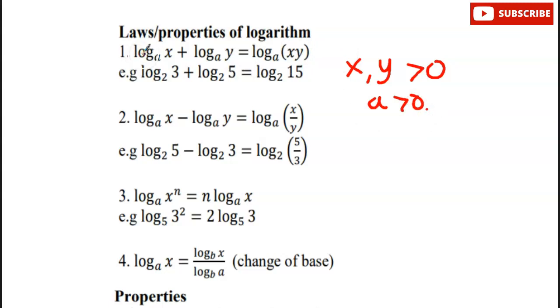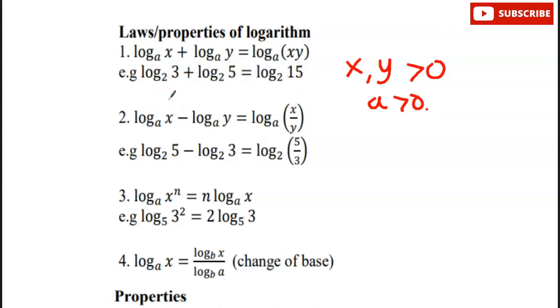The first law: log of a number x to the base a plus log of another number y to the same base a is the same as you multiply those numbers to that base. So log xy to base a. Example, log 3 to the base 2 plus log 5 to the base 2. The bases are the same, so we can apply the law. You multiply. 3 times 5 is 15.